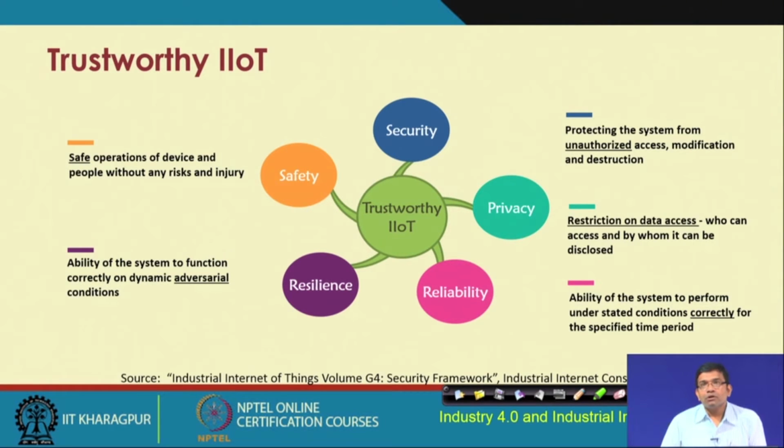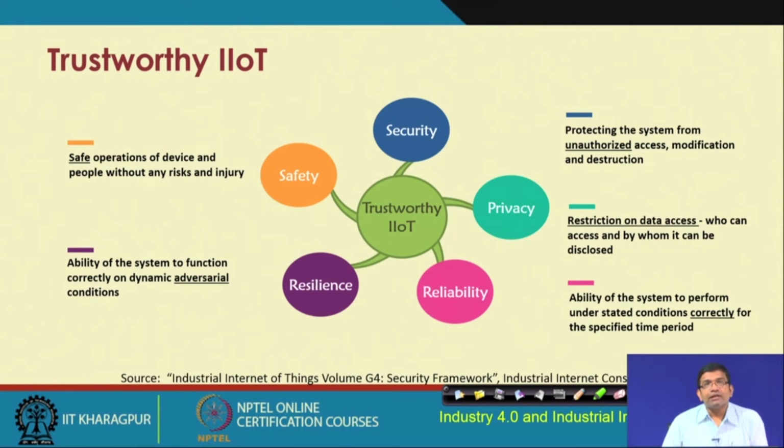Reliability is very important. Reliability ensures that the system has the ability to perform under stated conditions correctly for the specified duration of time. Resilience is very important, which basically ensures that the system is able to function correctly under dynamic adversarial conditions. If the nature of the adversaries changes, then also the system would be able to function correctly.